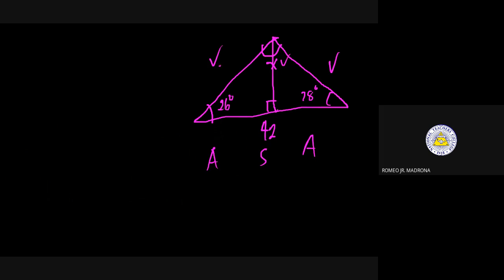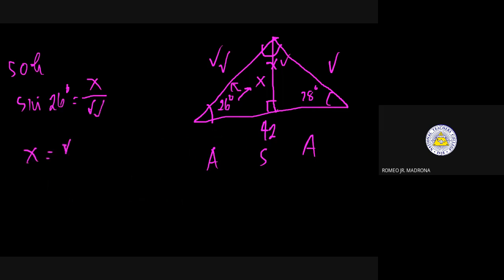Siyempre, pag nakuha na natin to, you can use Pythagorean theorem or you can even use SOH-CAH-TOA, di ba? Since si x ang hinahanap natin, so opposite over hypotenuse, we have SOH. Or sine 26 degrees equals x over the hypotenuse. Okay, so makukuha na natin si x. X equals hypotenuse times sine 26, di ba? Ganun lang class kadali.